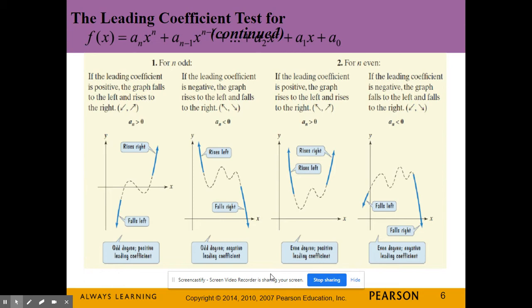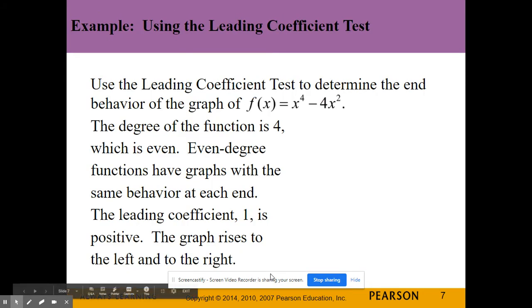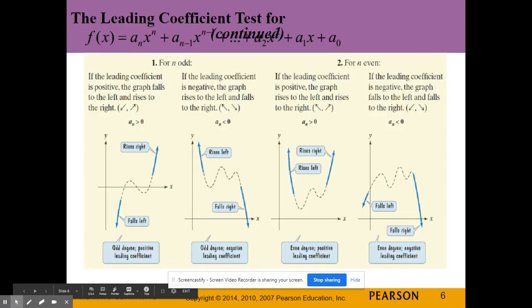So if a function is odd, it's going to look one of two ways. When we say an odd function, we're talking about degree 3, degree 5, degree 7, right? Like odd numbers. If a degree is odd, it's going to fall and rise separately. Like one side's going to fall, one side's going to rise. The leading coefficient is going to tell you which side. So if the leading coefficient is positive, it'll fall left and rise right. If the leading coefficient is negative, it'll rise left and fall right.